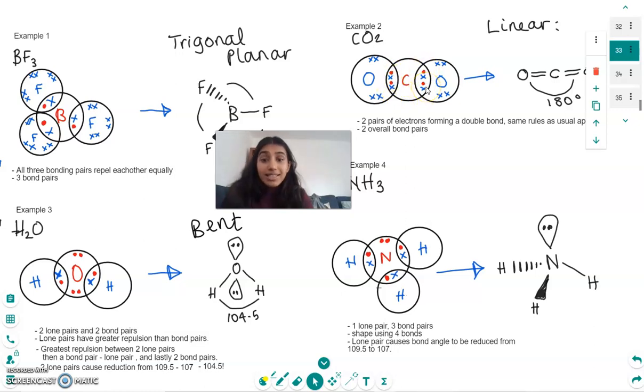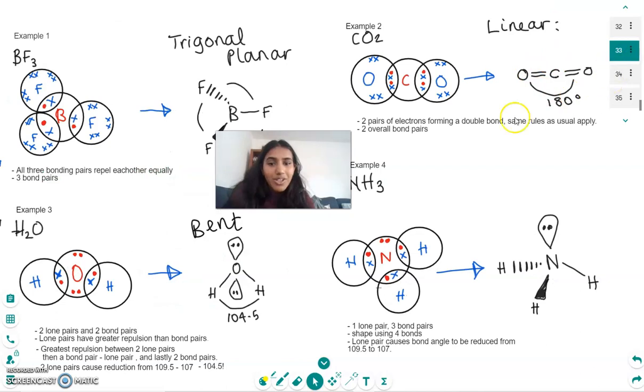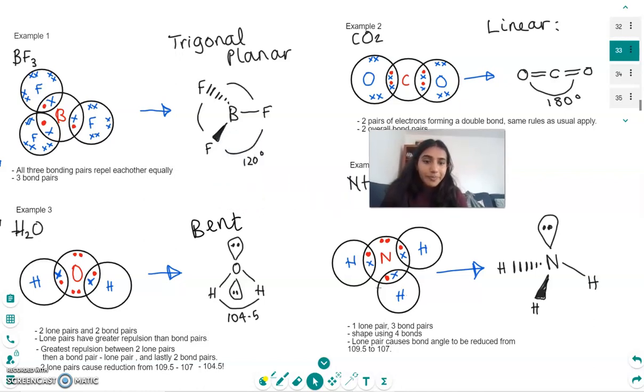And the double bond is treated the same as a single bond, as in it doesn't affect the bond angles or the shape of the molecule. So you treat it the same. And knowing that there's actually 2 pairs of electrons forming a double bond, same rules as usual. And so there's 2 overall bond pairs. And therefore, 2 bond pairs, 1 central atom, we know it's linear. If we look back, check that, linear. And those are 180 degrees. Now we're getting the simple stuff out of the way. We're going to do something more tricky. We're going to look at an example of a bent molecule.